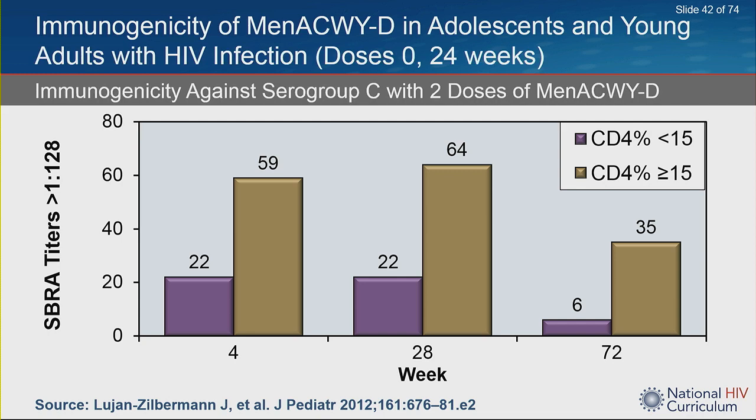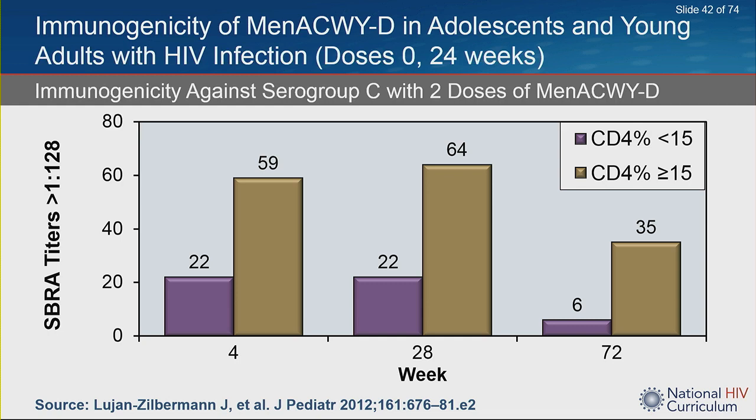if you look at the 4, 28, and 72-week data, and this is with serogroup C, and you break it down by CD4 percentage, less than 15% or greater than or equal to 15%. This study, by the way, was in adolescents and young adults, and the vaccine schedule was 0 and 24 weeks. I should say that as well, so it was spaced out a little bit wider. But what you can see here is the individuals who had CD4 percentages greater than 15 clearly had better immunologic responses.